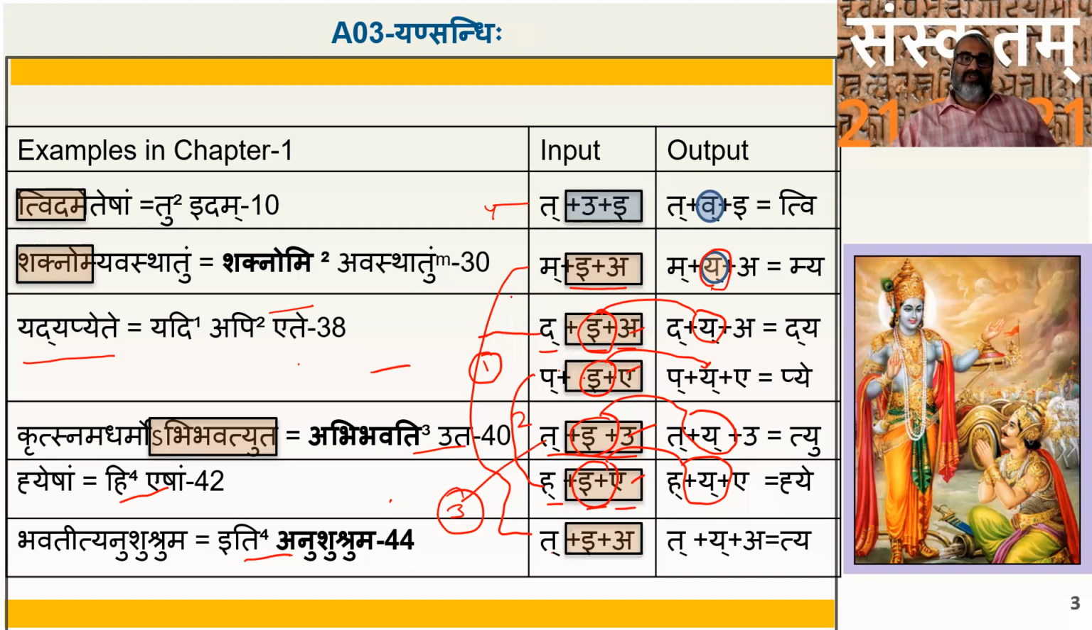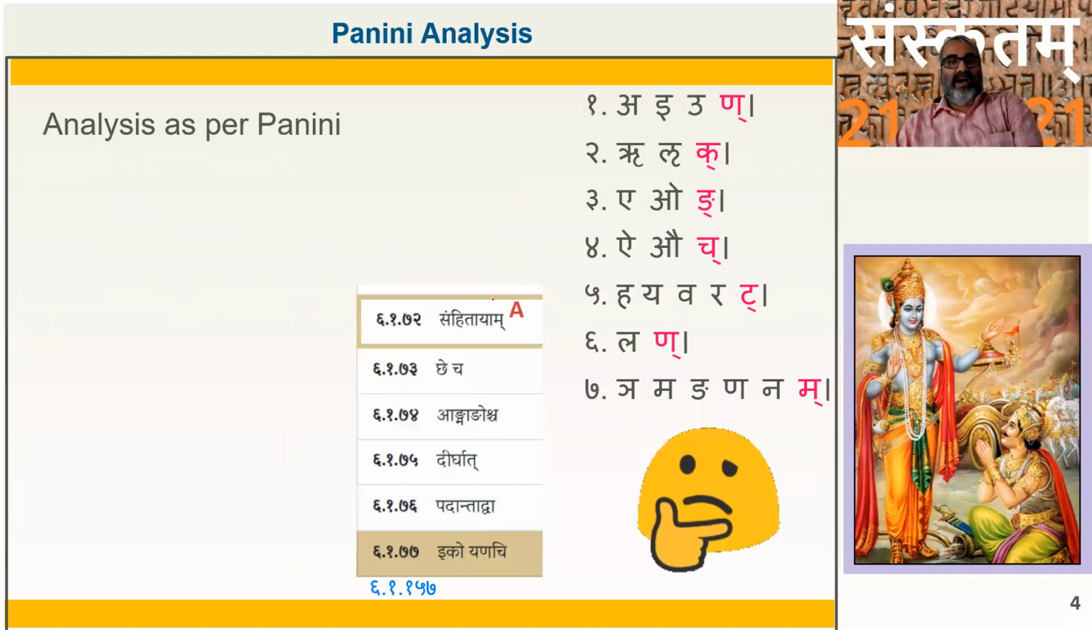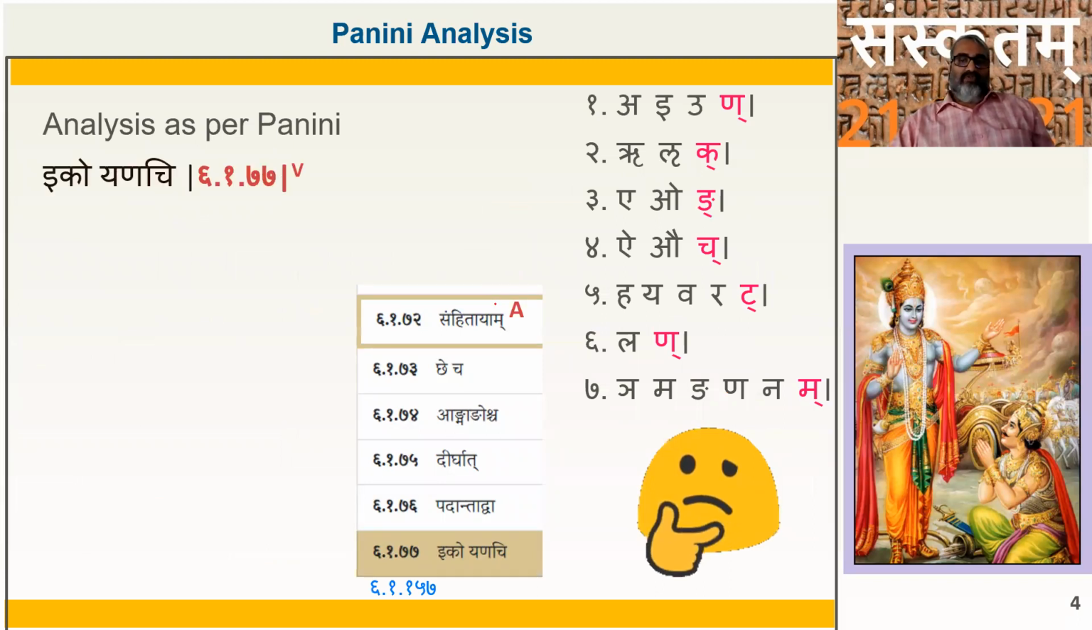To summarize, what we have seen is u becomes v, then i becomes y. These are the two scenarios which we have seen in Bhagavad Gita chapter 1. Now let us go further and understand it from Panini's analysis. The rule applied here for this sandhi is called Iko Yanachi. Iko Yanachi is a Panini Sutram. It is a Vidhi Sutram. It comes in the 6th chapter, first pada, 77, and the superscript says that it is a Vidhi Sutram.